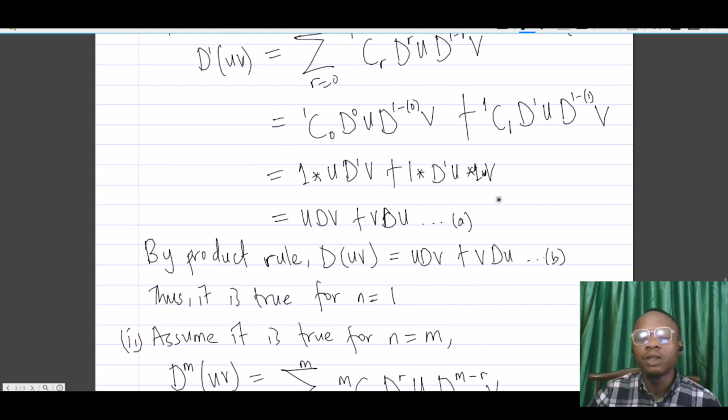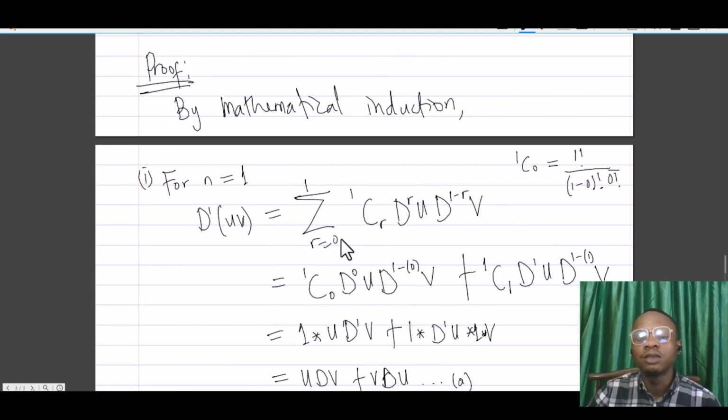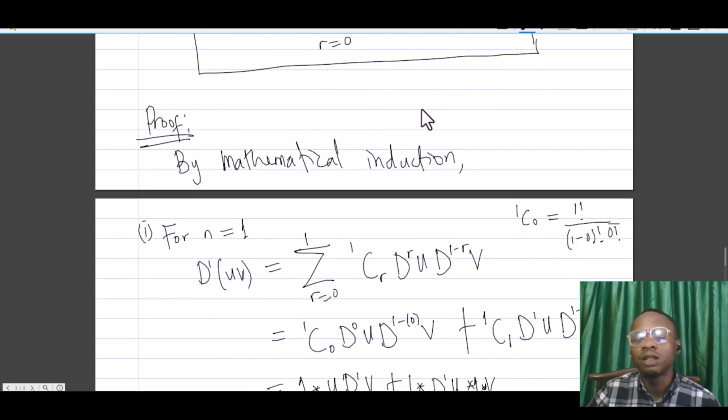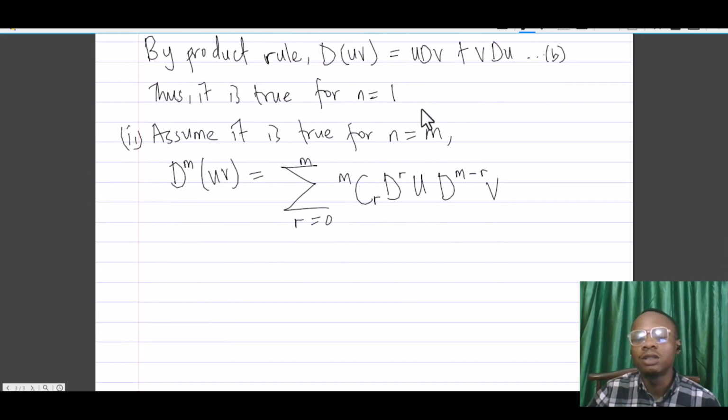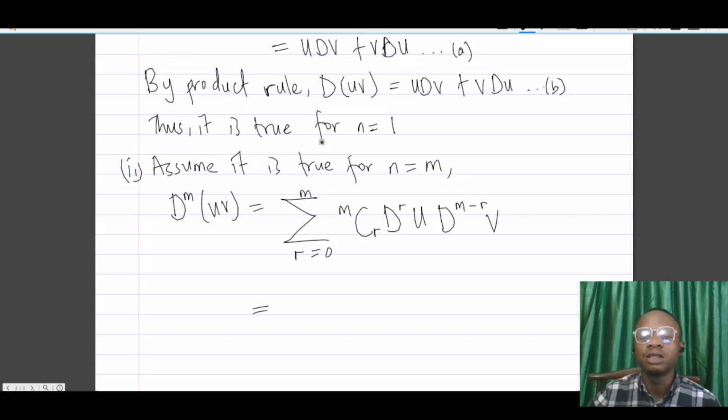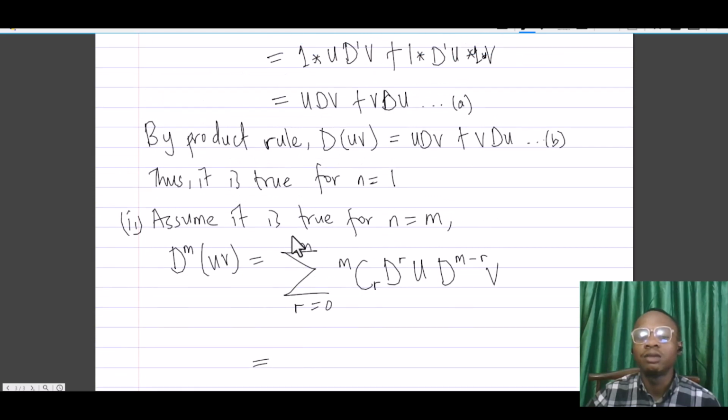So basically, we're just saying that this expression here, when n is equal to m, we're just going to replace that n by m in this expression, and it gives us basically this. Of course, we know what this means. This summation sign means that we start with r equal to 0, just like we did here, and then stop at r equal to m.